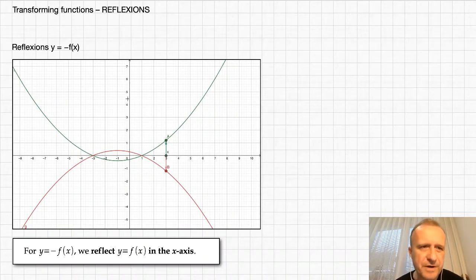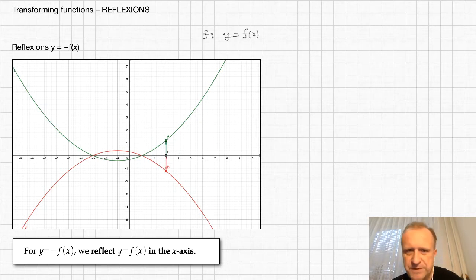Transforming functions, reflections. There are two kinds of reflections that I'm going to discuss today. The first one is the reflections of the type y equals minus f of x. So, as in all those situations of transformations that we encountered before, let us imagine a function f, y equals f of x in general terms, and a new function g, which is defined by the formula y equals minus f of x in accordance with this here.